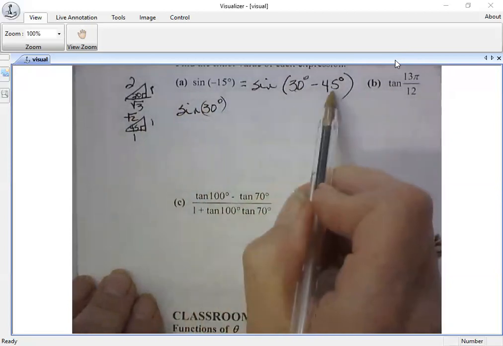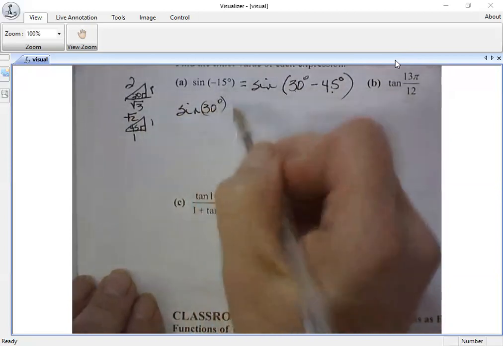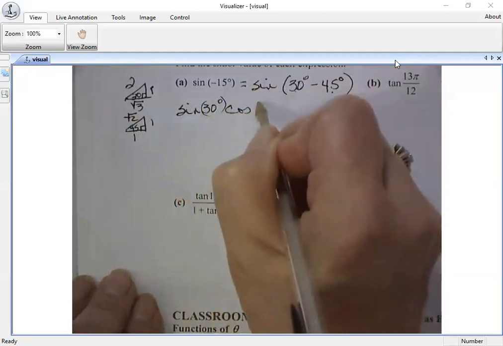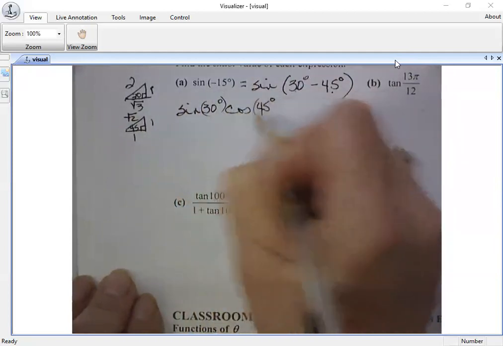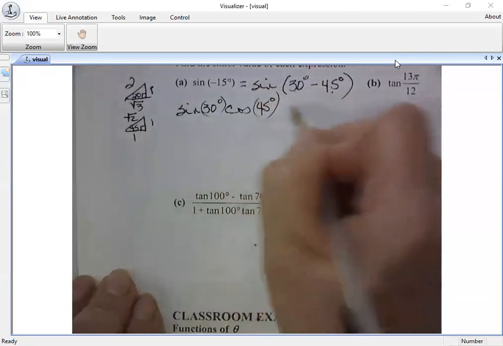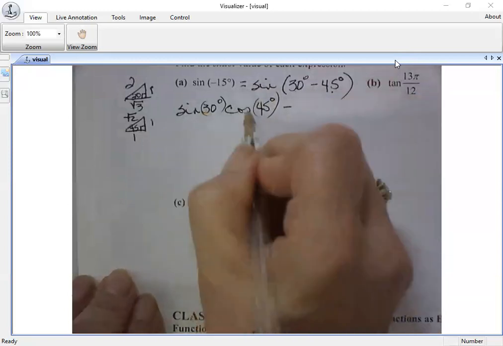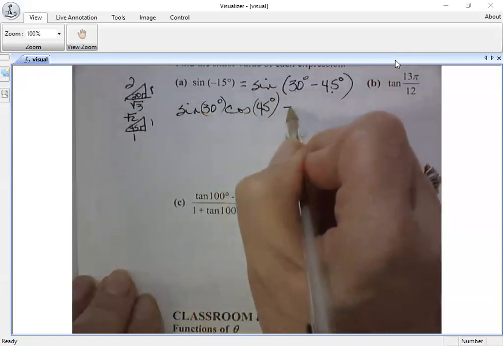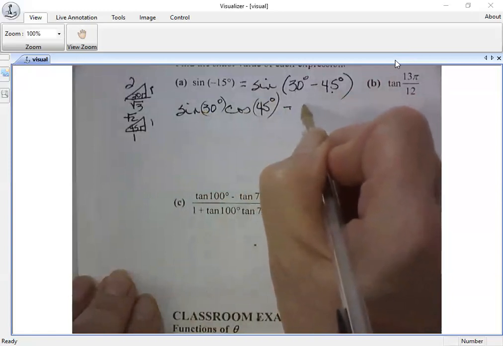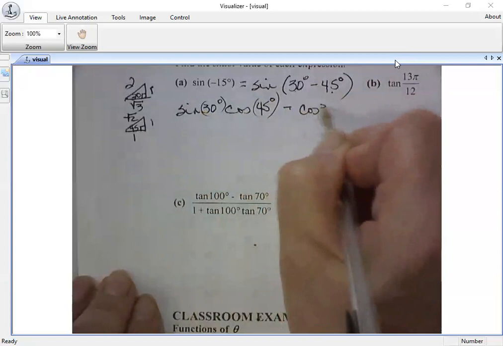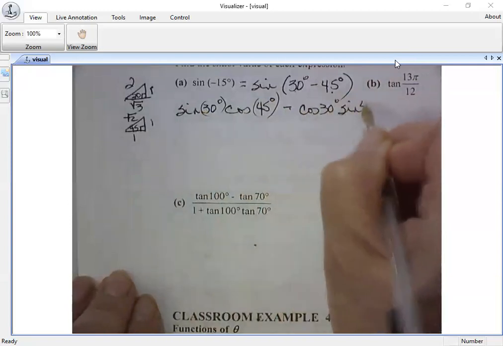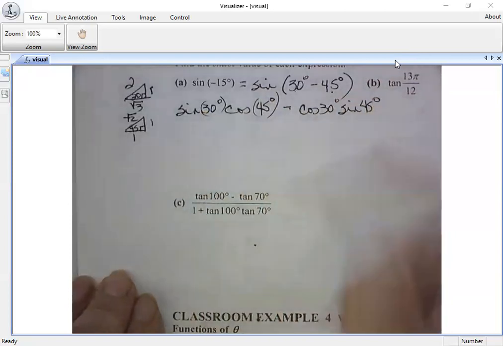If we're replacing this, it'll be the sine of 30 times cosine of 45, right? Okay, what sign do I need now? Minus. Yes, we switch these, but we keep the same sign. And then after the minus sign, we get cosine of 30 times the sine of 45, right? Okay.